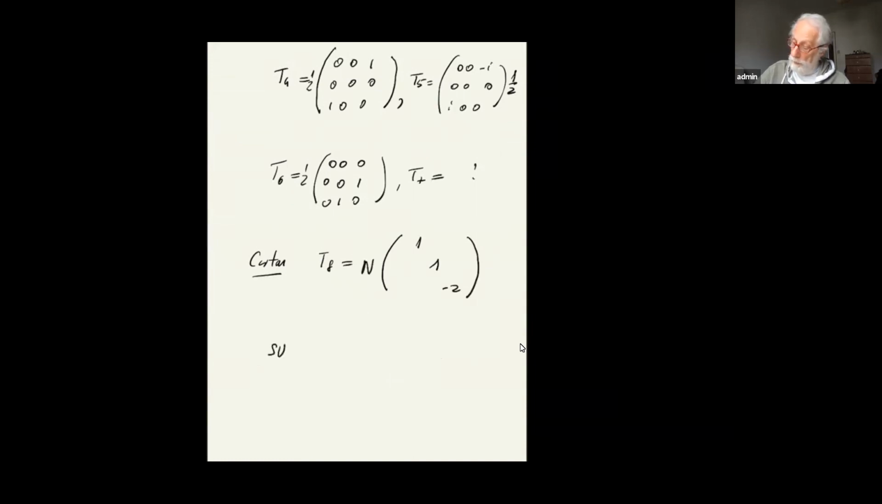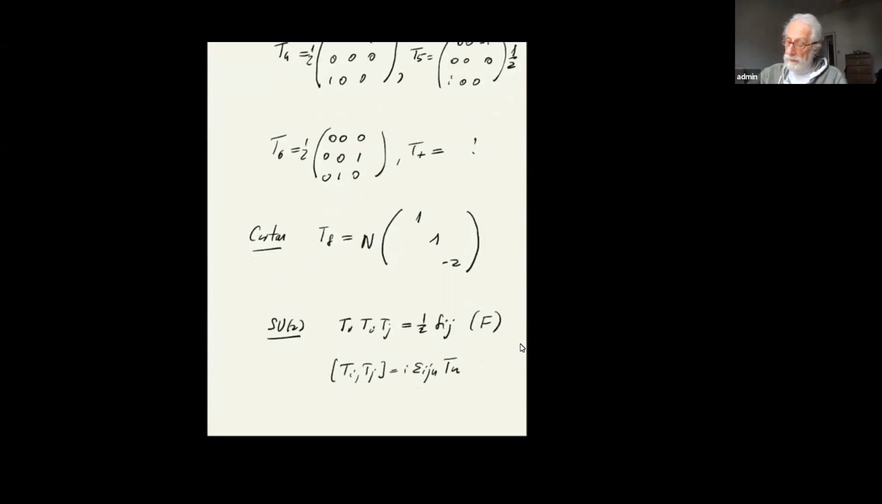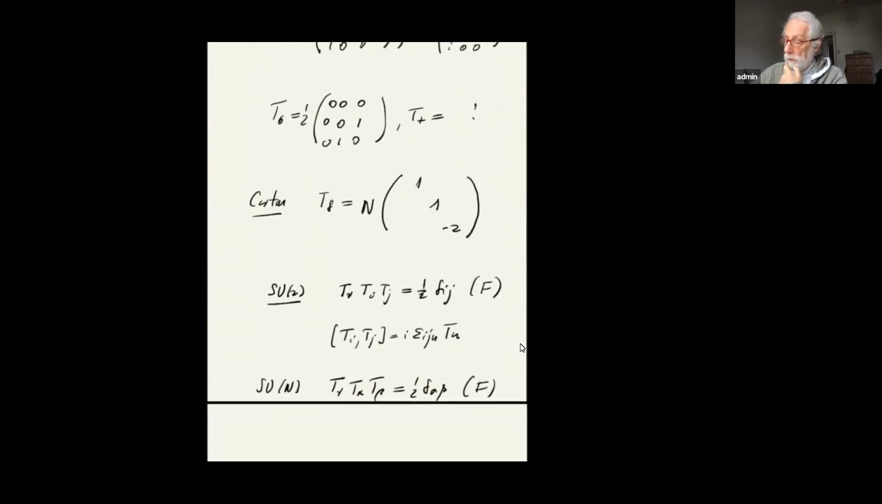Remember that in SU2, we have a normalization factor, trace Ti Tj is 1/2 delta Ij for a fundamental representation, for a doublet. This is equivalent with Ti Tj epsilon Ijk. Since SU2 is embedded in SU3, we must normalize. So any SUN, fundamental, trace T alpha, T beta is 1/2 delta alpha beta, any SUN, in particular SU3, on a fundamental representation. So I have the normalization.